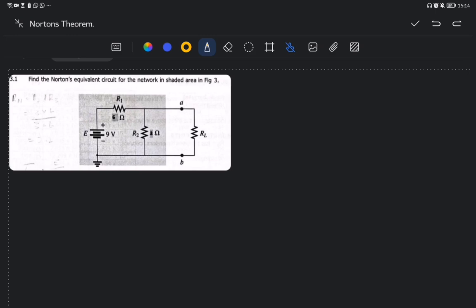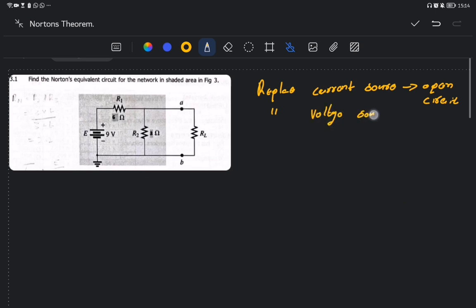So I'm going to replace any current source. When you're doing that, you must replace a current source with an open circuit, and then replace a voltage source with a short circuit, and then you can calculate your, not the total, but your Norton's resistance.